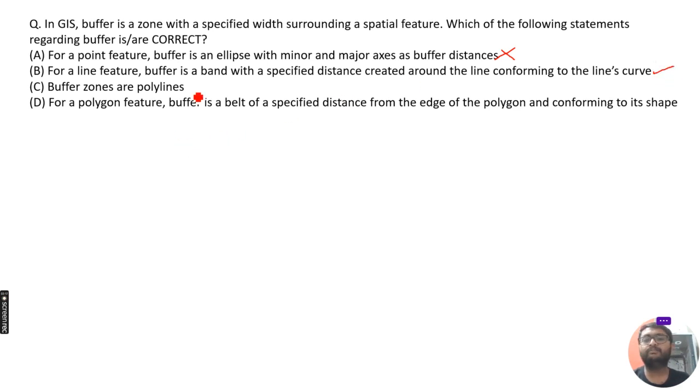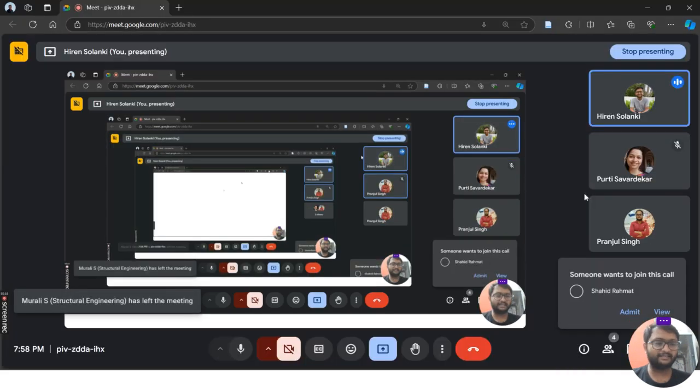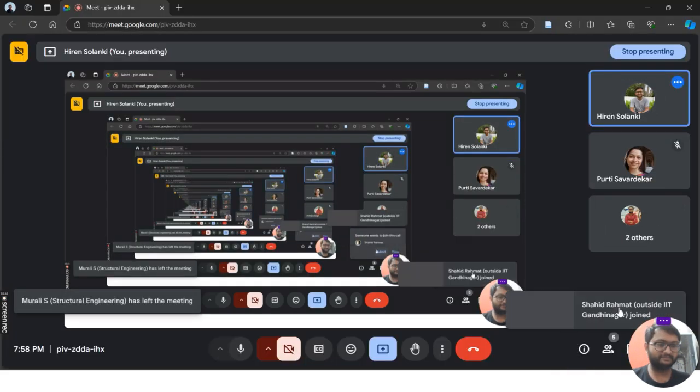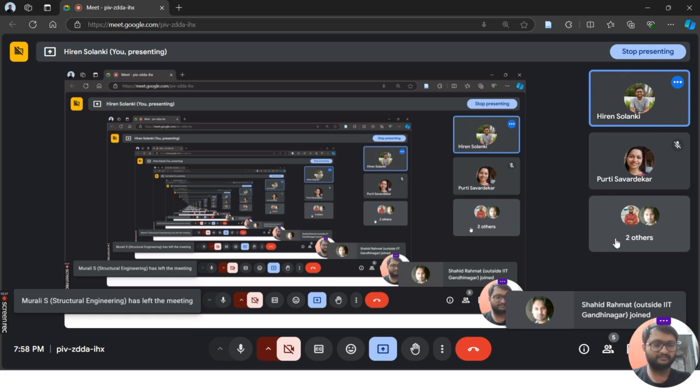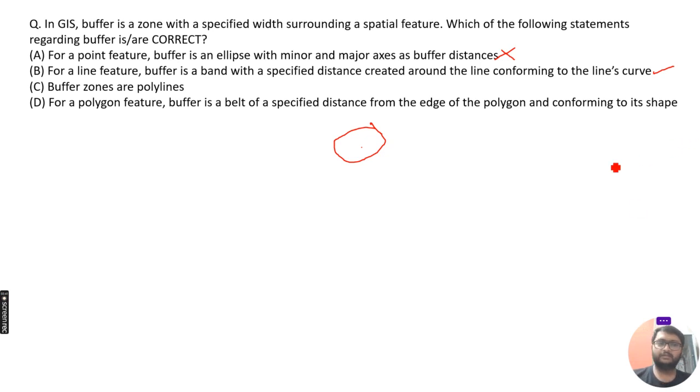Buffer zones are polylines. I don't think so. Just think: if we are constructing a buffer around a point, whether it's a polyline or something else. It's a polygon, not a polyline. So the option C is incorrect.